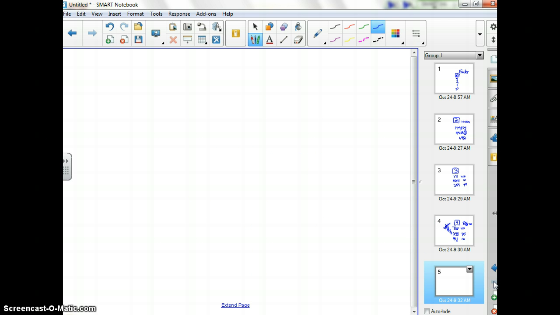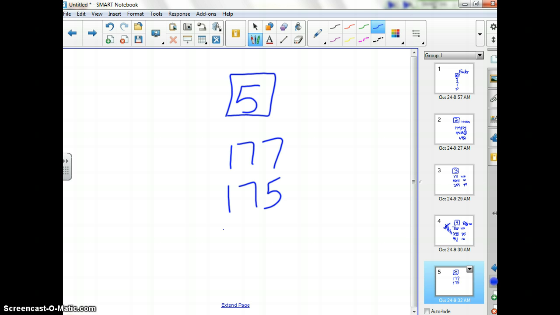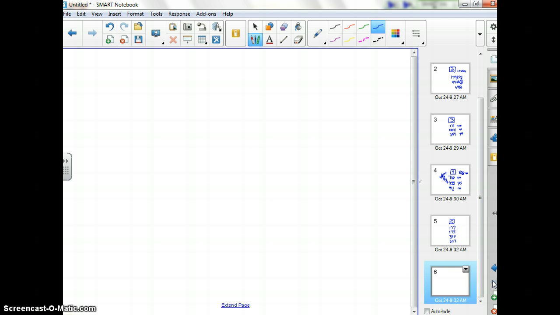What's our rule for 5s? The 5s are the easiest. I don't even know if I need to write 5s. How do we know if a number is divisible by 5? Emma? That's right. Yes or no? Good work.